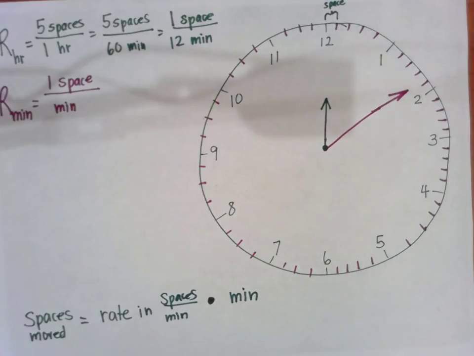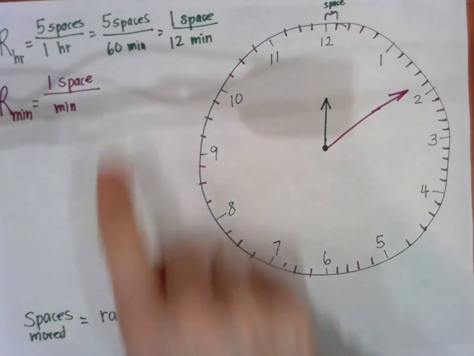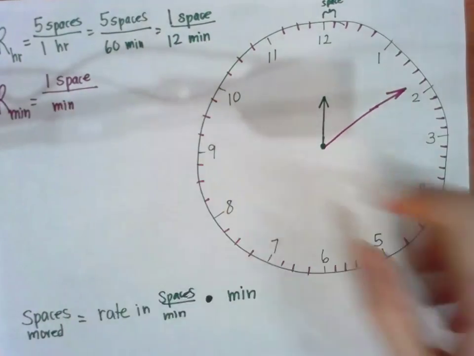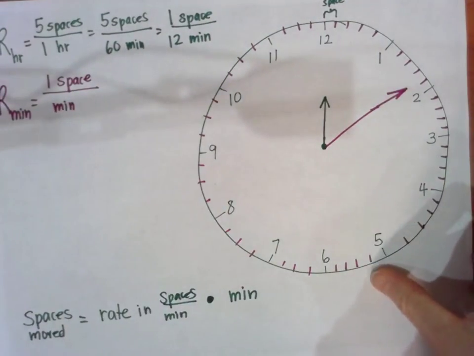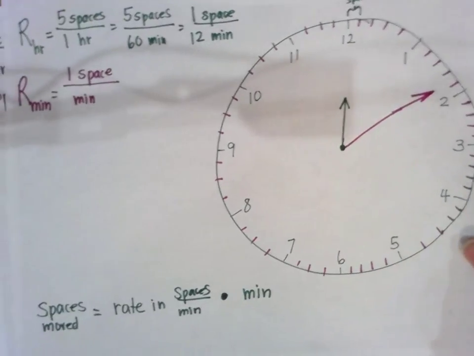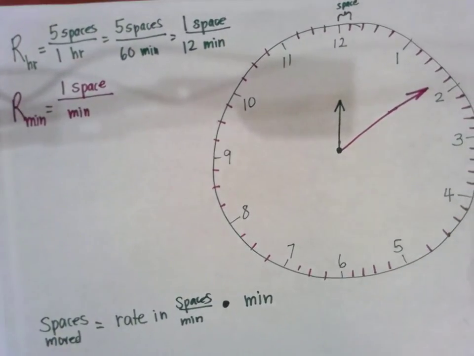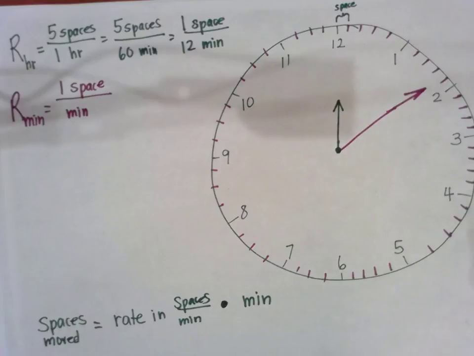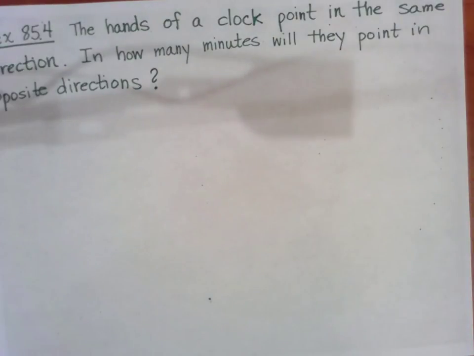Okay, so how many spaces would the hour hand have moved? How many spaces would the minute hand have moved? To figure that out, we'll just look at the rates at which they move times the number of minutes that they've been moving, and then we'll have various other characteristics to make equations to solve the problem. So let's look at an example.